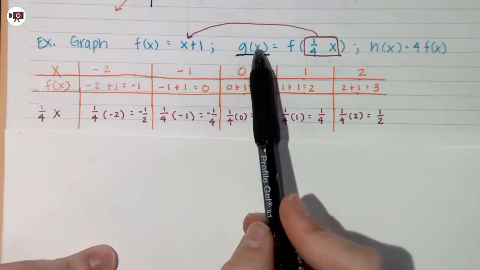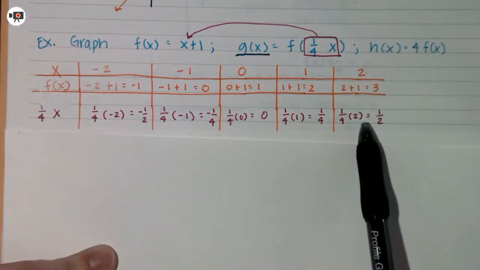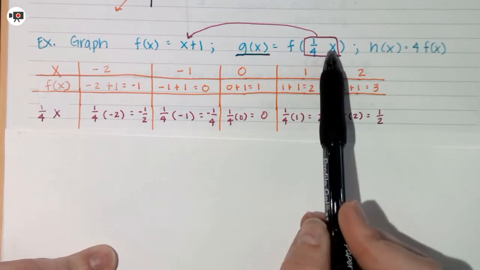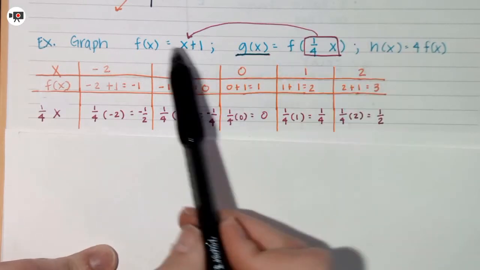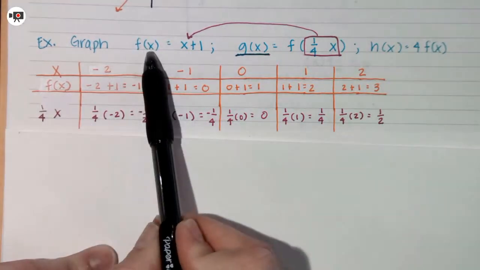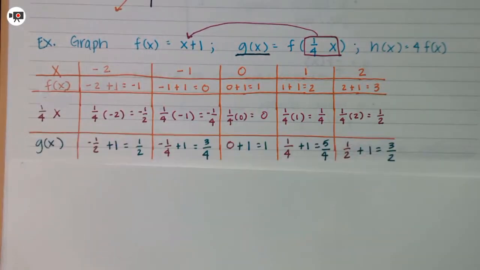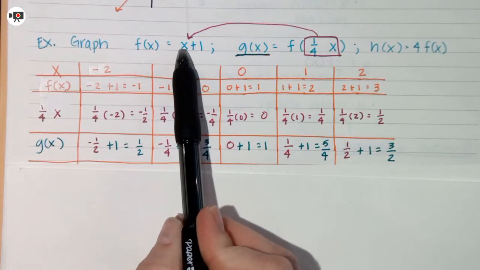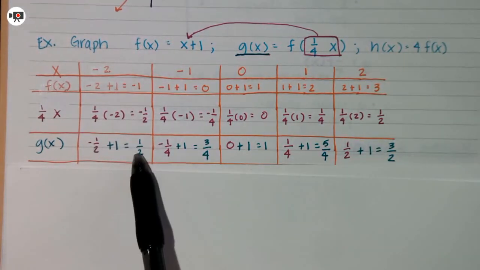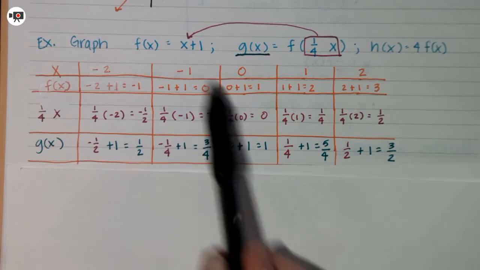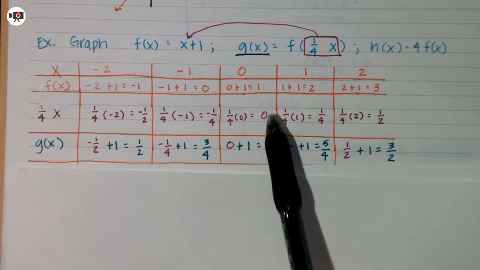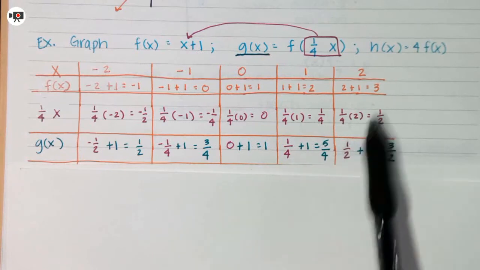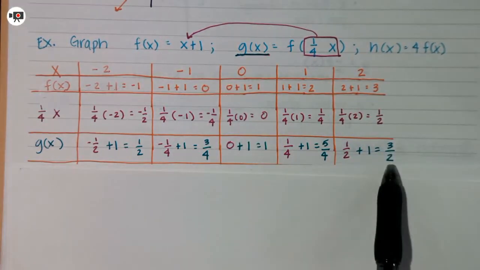Then to find g of x, I take this 1/4 x and plug it into f of x. That's what this means. I have f of 1/4 x. So f of 1/4 x goes in for x. So then g of x, I'm taking 1/4 x, plugging it into f of x. So I have -1/2 plus 1 equals 1/2. -1/4 plus 1 is 3/4. 0 plus 1 is 1. 1/4 plus 1 is 5/4. And 1/2 plus 1 is 3/2.